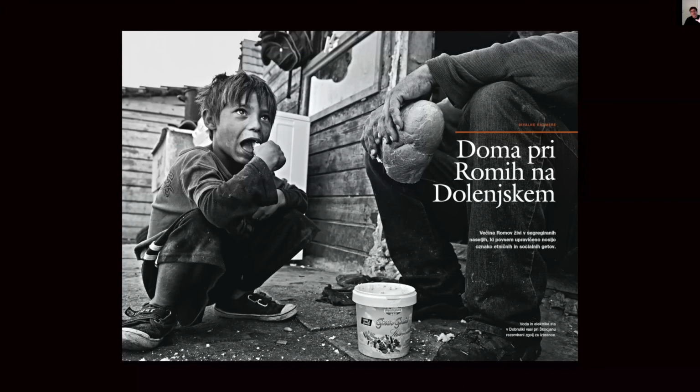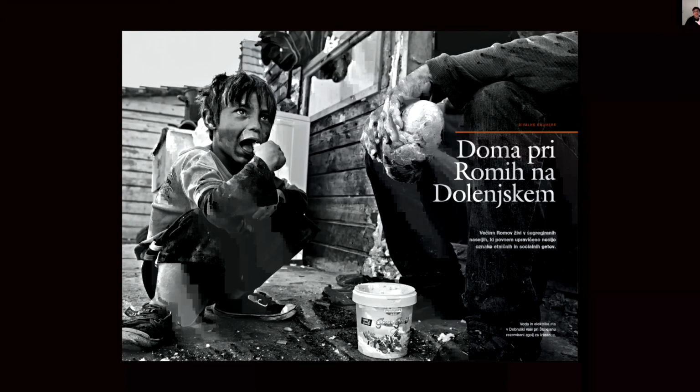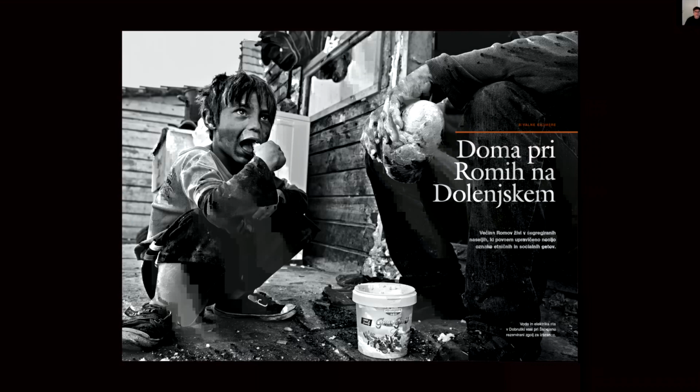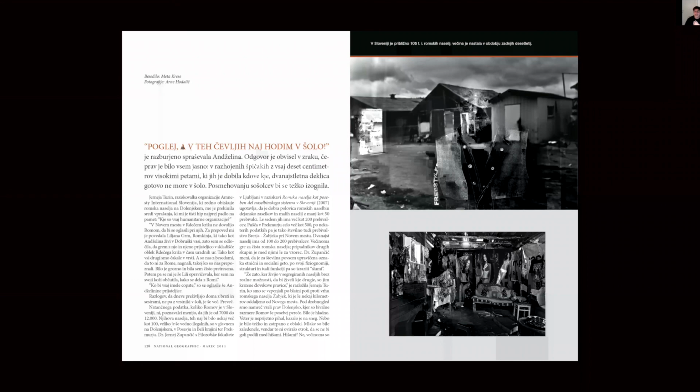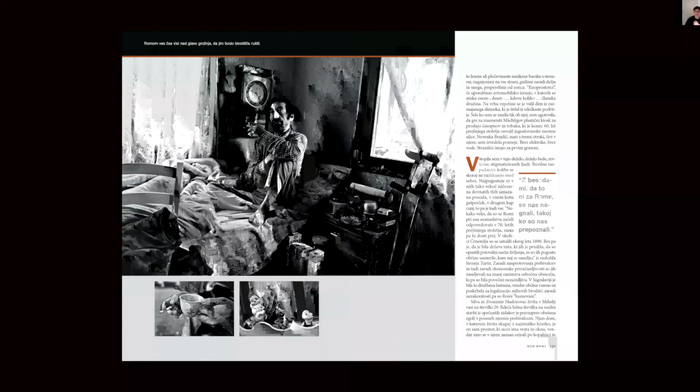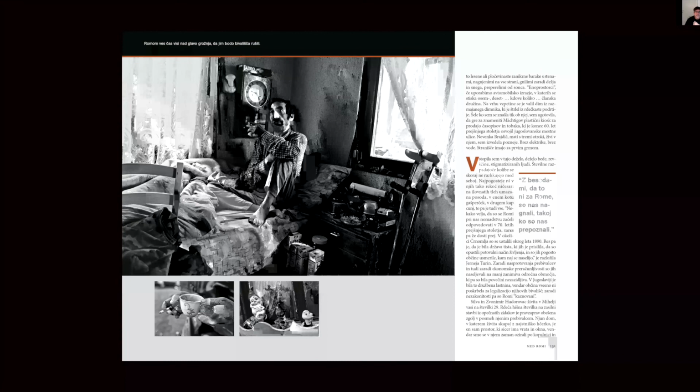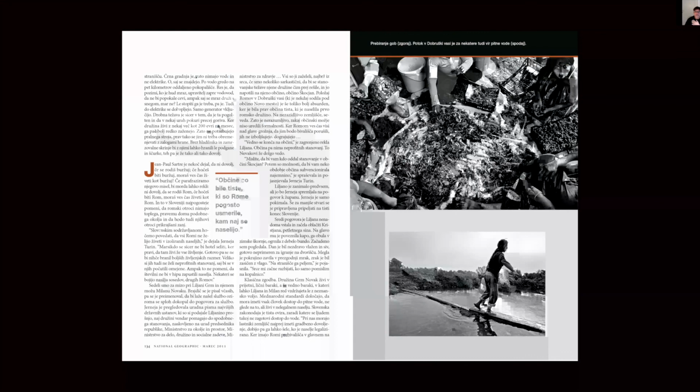And now we're going to a bit, I said before, the rules are changing. So now we are going to a bit differently composed story. Of course, this is kind of, let's say, street photography in a way. And it is the horrible conditions that the Roma gypsies are living in Slovenia, south of Slovenia. We won't go there. With no water, no running.